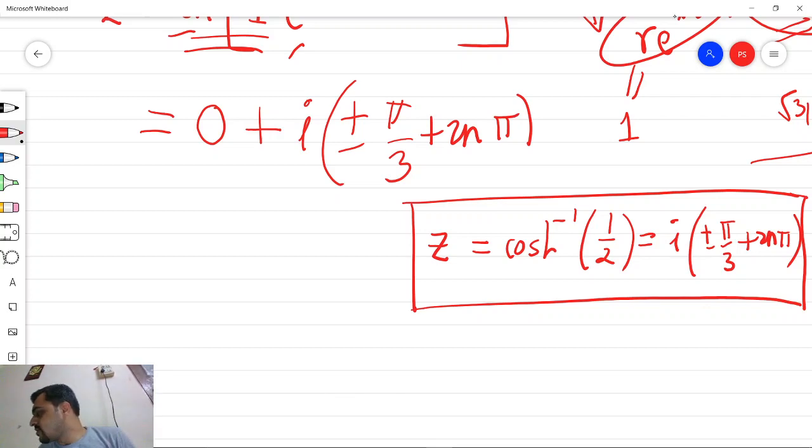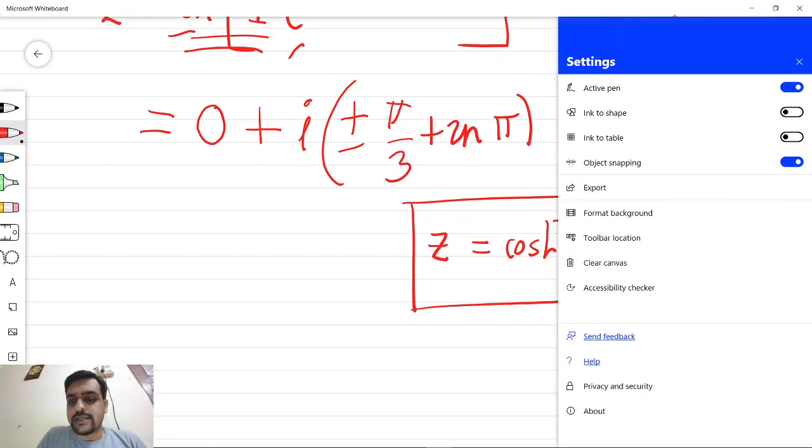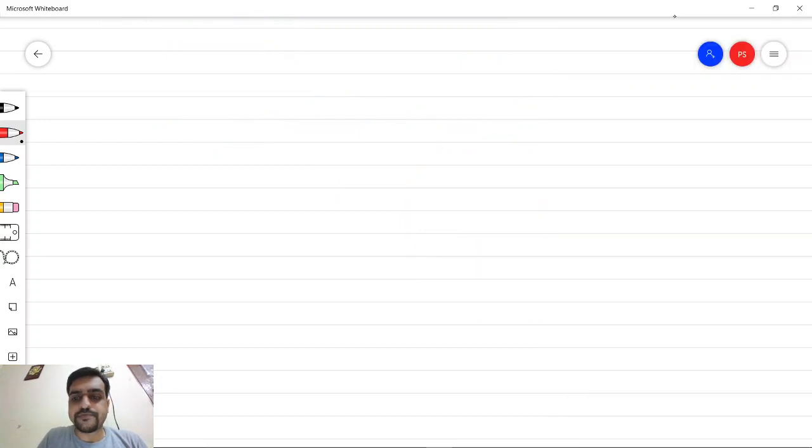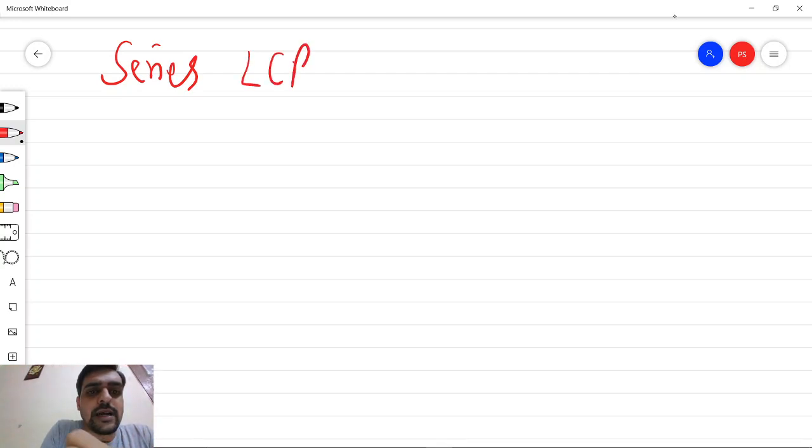Now let us look at two simple examples where we can apply this knowledge of complex numbers to solve some problems in physics in a much simpler way. So let us clear the canvas, and as an example, let us consider a problem of series LCR circuit.